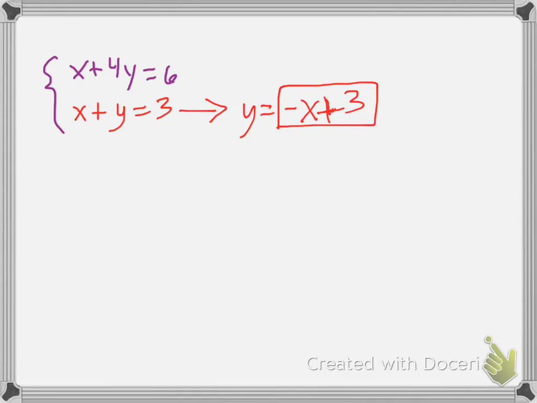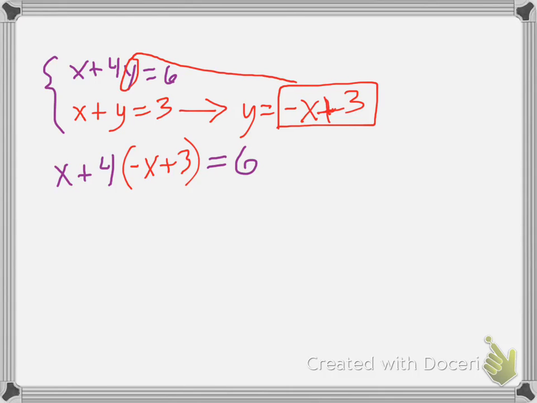I'm going to take what is equal to y, and I'm going to substitute it in for that y. So I'm going to have x plus 4, and then since y equals a binomial, then I'm going to need some parentheses, because I want the 4 to be multiplied times the negative x plus 3, not just the negative x.